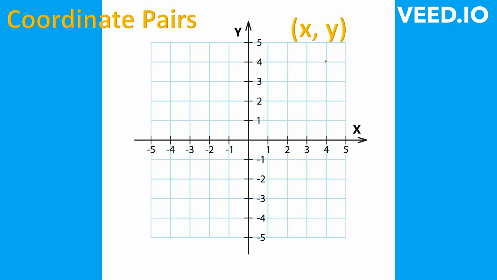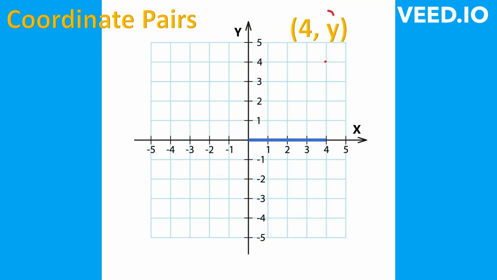Suppose we have a point here. See the point in red? Let's try to write the x and y coordinates for this. The x coordinate is how far this point is from the origin on the x-axis and in which direction it is, forward or backward. So here it is in the forward direction, the positive side. So 4 units, plus 4, is the x coordinate.